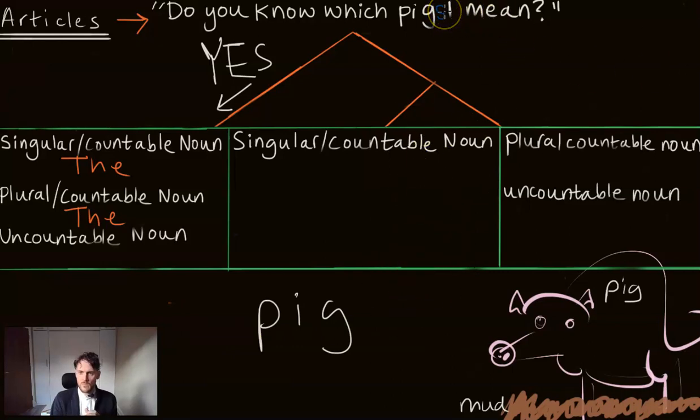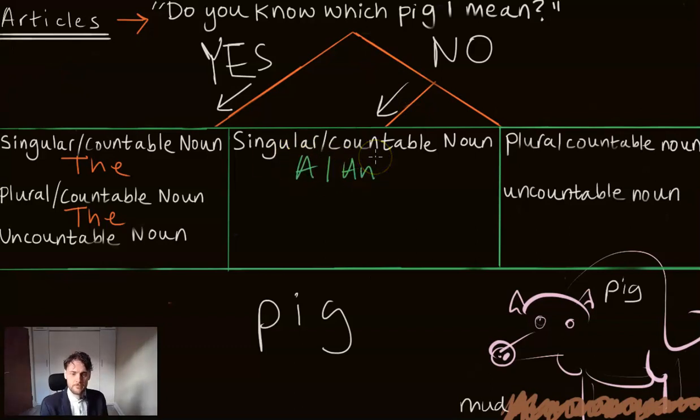Okay. We're back to our one pig, and we don't know which pig we're talking about. Is pig a singular countable noun? Yes, it is. So that's when we use a or an. And in the case of this, it would be sounds like a consonant, a pig.